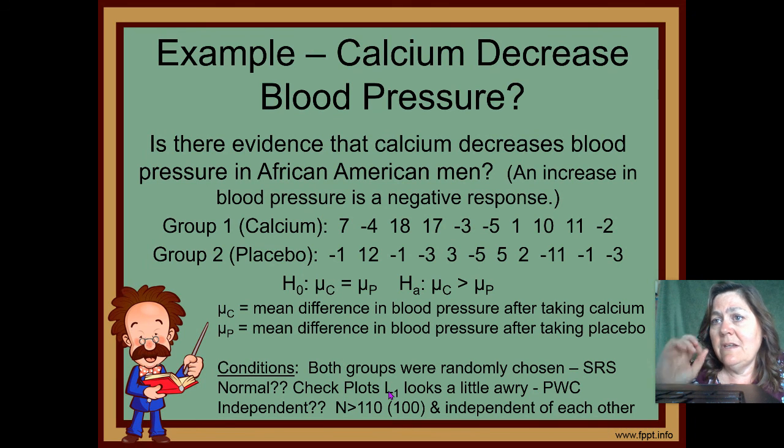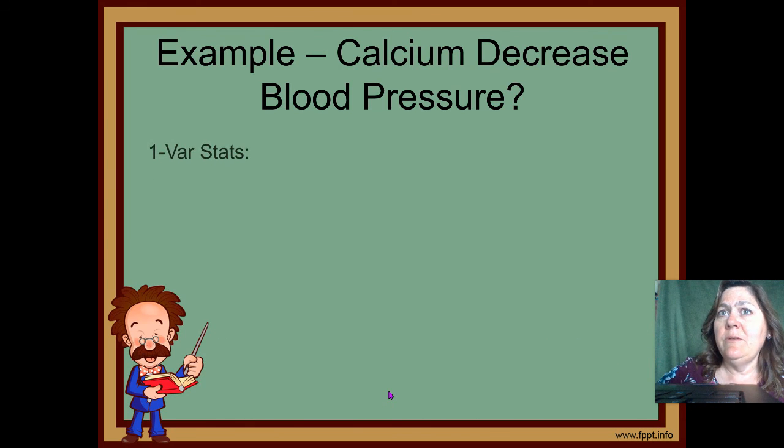Of course, there's more than 110 or 100, because the first one has 11 numbers, and one has 10. There's more than that many African American men, and then these groups were independent of each other, is our assumption. Okay. Continue with the problem.